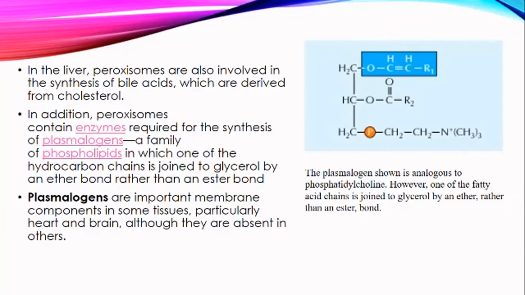And also it contains enzyme that requires the synthesis of plasmalogens. So plasmalogens is a member of the phospholipid family, which is important for the membrane component of some tissues like in the heart and in the brain. So plasmalogen could not be found in any other areas but could only be found sa heart and the brain. So very important ang function ni peroxisome.